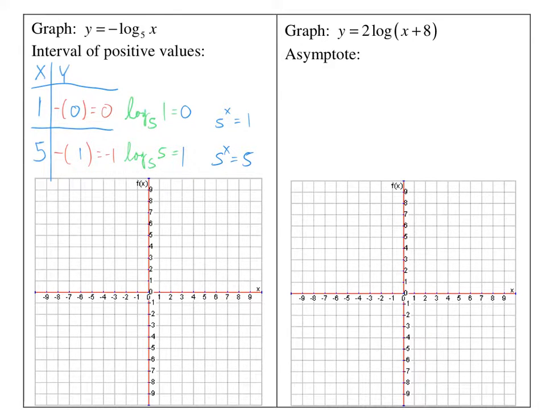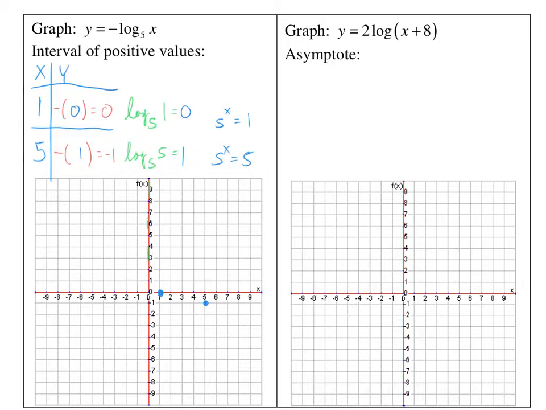So we have two coordinates now: 1, 0, and 5, negative 1. Let's put those dots down. Those are my two dots. Now, how does this graph look? Well, you have to remember, with logs, you have a vertical asymptote at the y-axis. So my vertical asymptote is right there. Let's draw that in best I can.